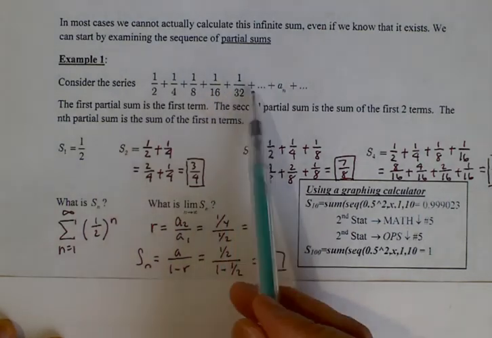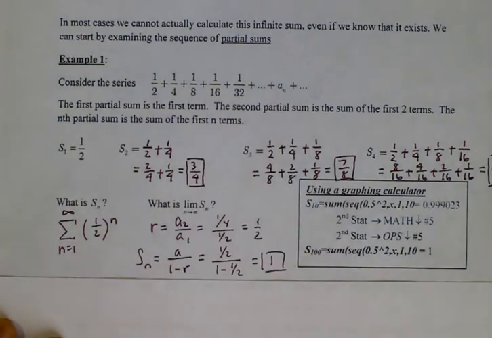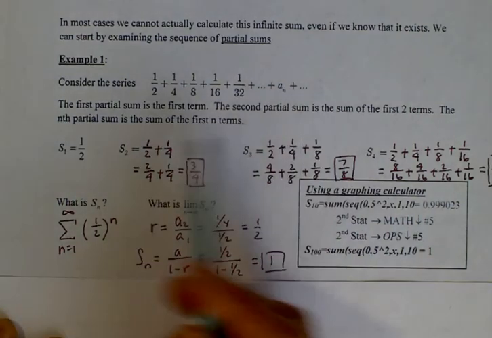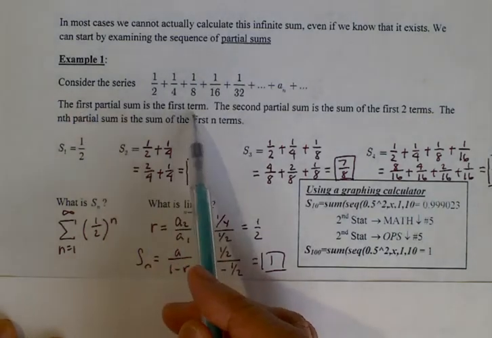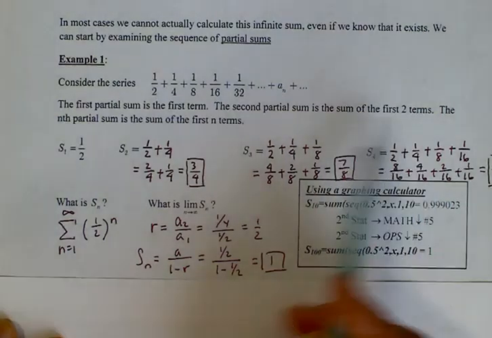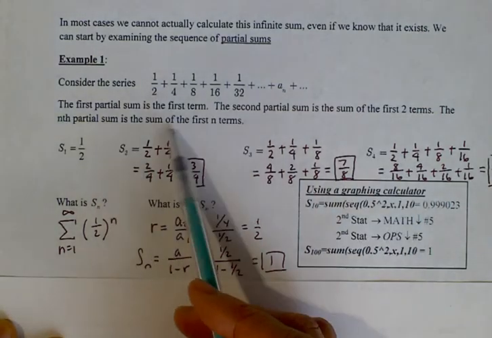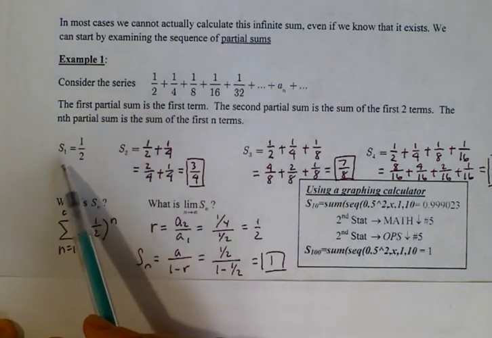and then you're adding it all the way up to the nth term, a sub n, plus, and then you keep continuing on to infinity. The first partial sum is the first term. The second partial sum is the sum of the first two terms, and the nth partial sum is the sum of the first n terms. So we have just written out a few of them.